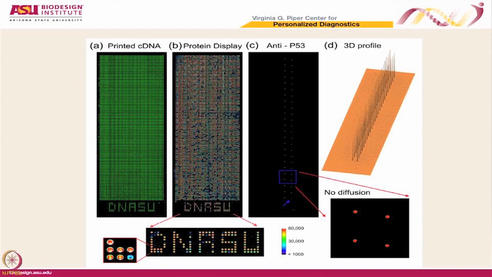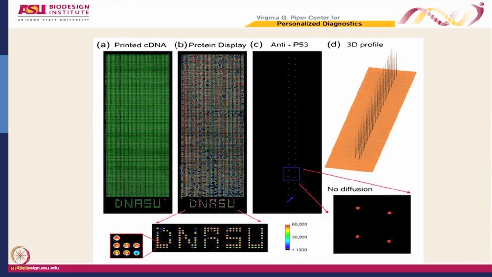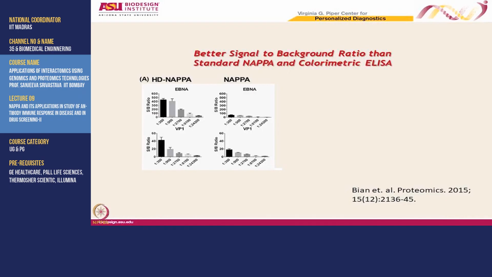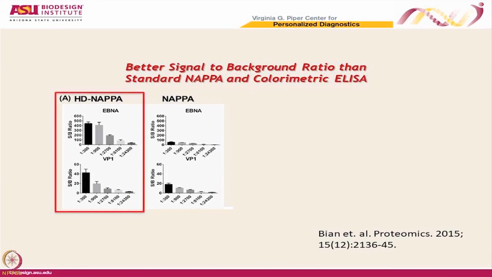Okay, one of the added benefits of this approach that we did not appreciate when we first developed it is that it turns out to be more sensitive than standard NAPPA. So we did some comparisons, and we looked at this antigen VP1, and we're doing different dilutions of antibody to ask what's the detection limit on the array platform. This is standard NAPPA, and then this is HD NAPPA. We call that high density NAPPA.